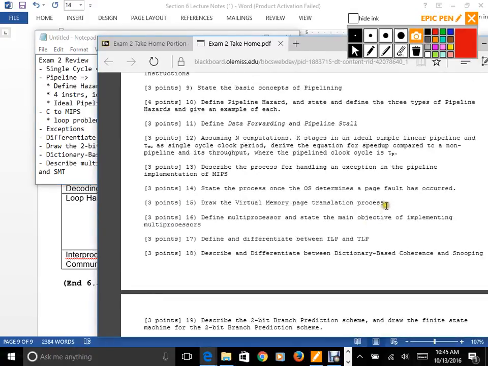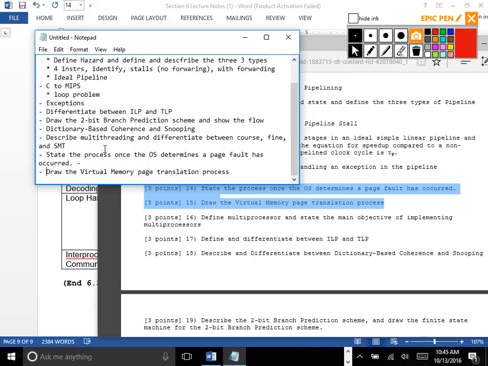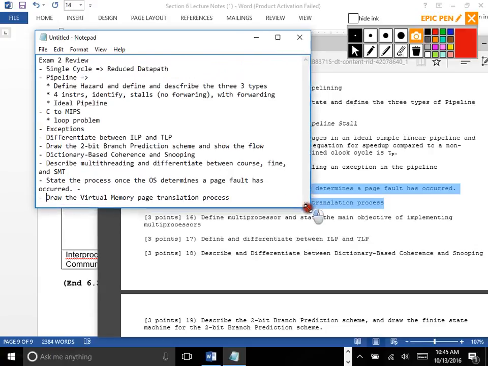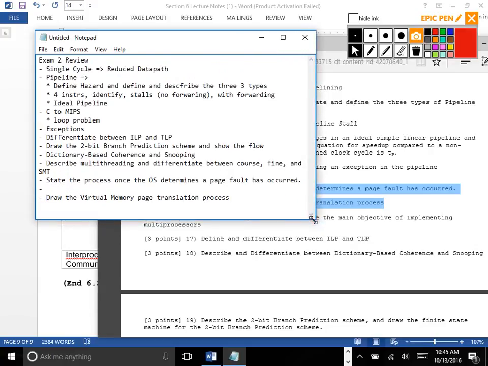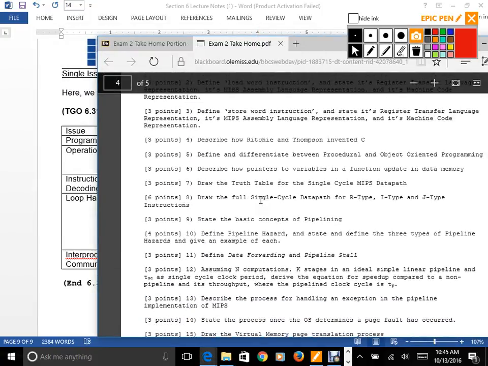So let's see, anything else here? Oh yeah, 14 or 15: one of these two will be on the exam. The reason I say one of the two is that I'm limited to 75 minutes. So either the virtual memory translation process, or state the process once the operating system determines a page fault has occurred. So your exam will be some subset of this, the in-class portion. If you go through these, do all of them, and study, you should do very well on the exam.